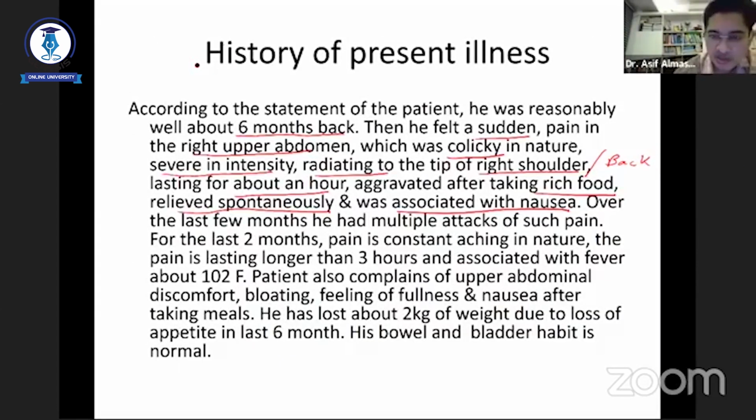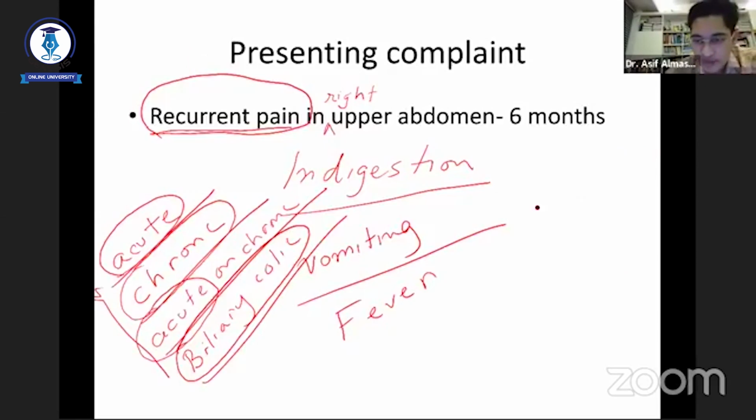what happens, let me see if I can get a page. Okay. What happens is, if this is the gallbladder, this is the right and this is the left duct.